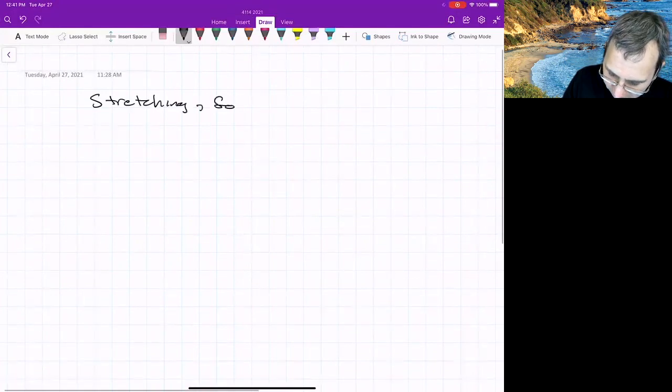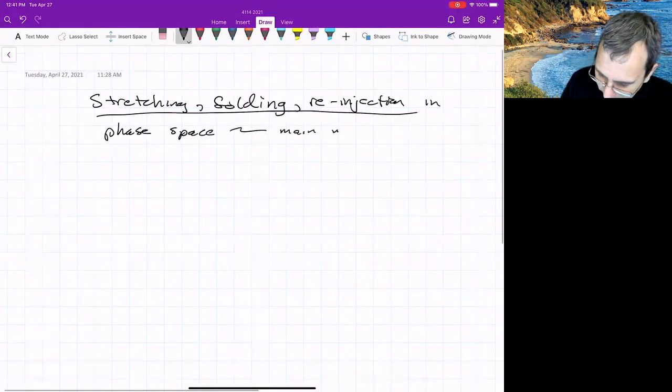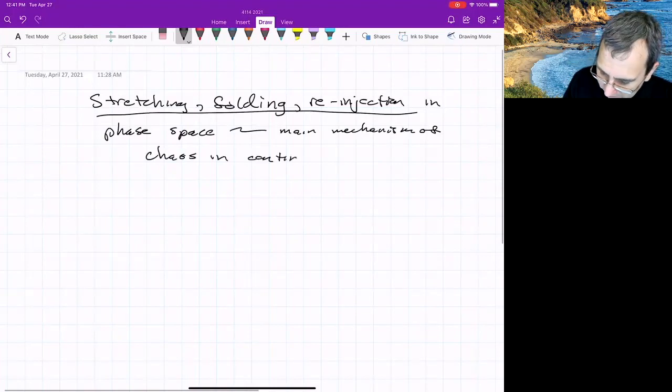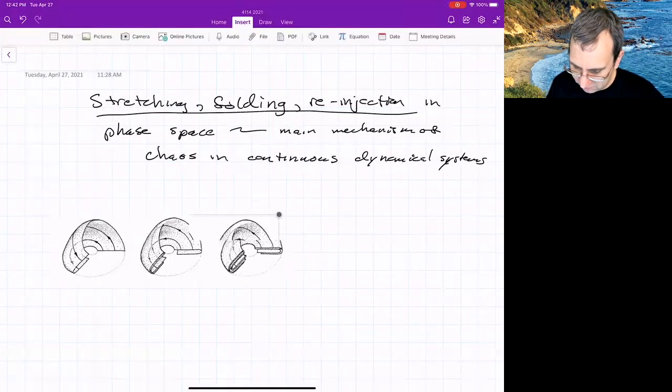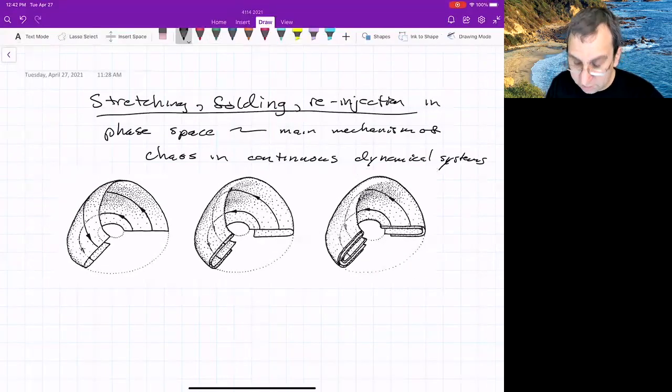Stretching, folding, and then reinjection. This is in phase space. It's sort of like a main mechanism of chaos in continuous dynamical systems. This is showing the repeated stretching and folding on the Rossler attractor.